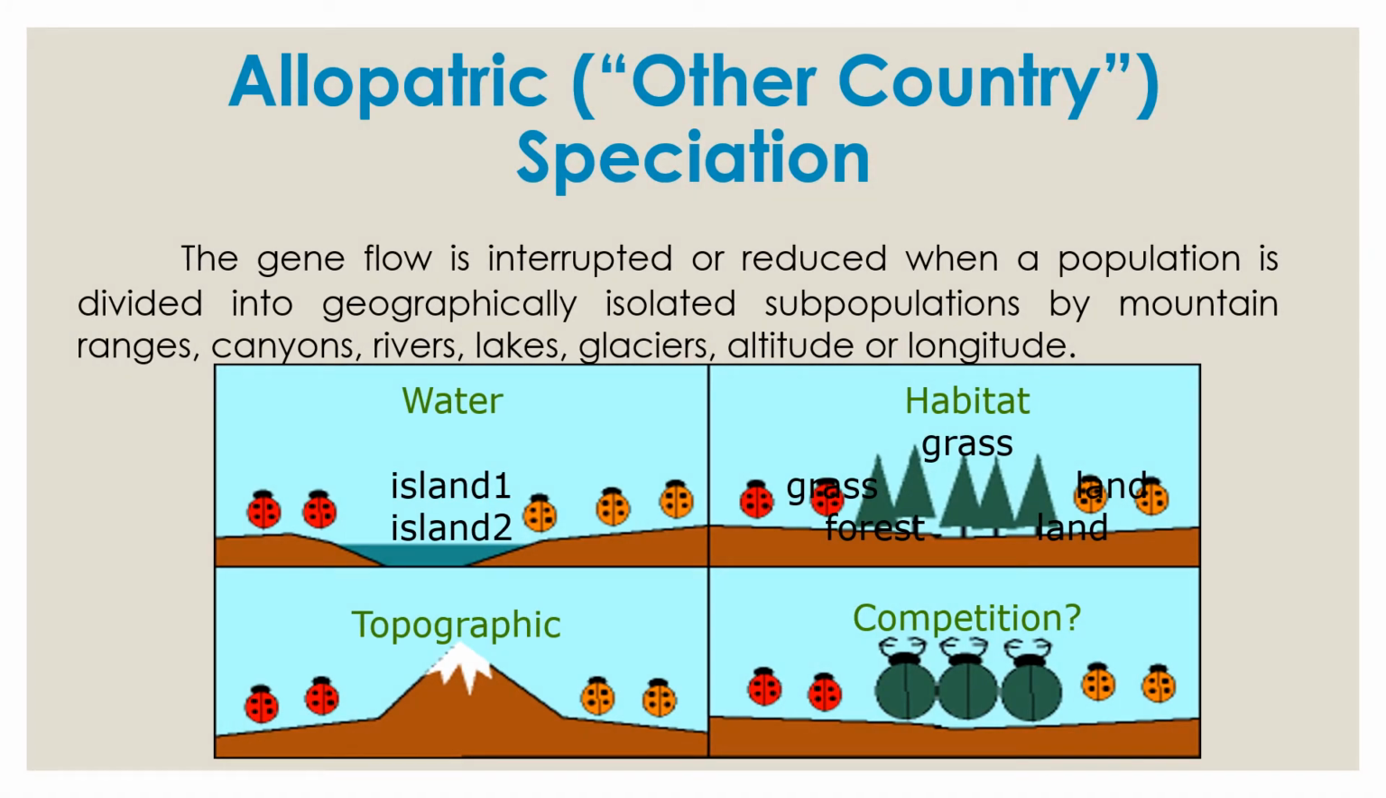Allopatric or other country speciation happens when the gene flow is interrupted or reduced when a population is divided into geographically isolated subpopulations by mountain ranges, canyons, rivers, lakes, glaciers, altitude, or longitude. Speciation may arise following the crossing or creation of barriers. The definition of barrier depends on the ability of a population to disperse. For example, a canyon may create a barrier for small rodents, but not birds, coyotes, or pollen.